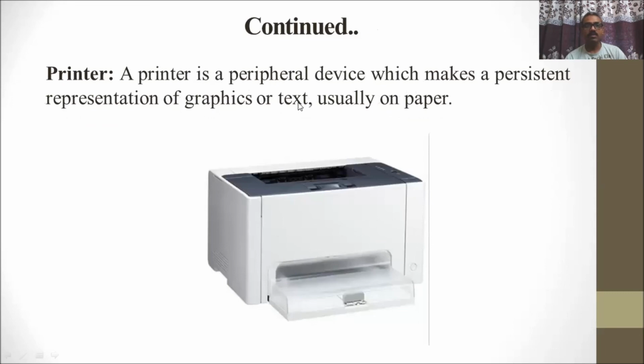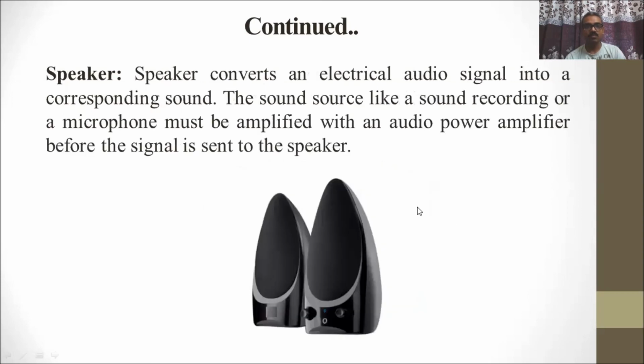Printer. A printer is a peripheral device which makes a persistent representation of graphics or text, usually on paper. So we can take a print on paper, meaning we can print a soft copy on paper. So the printer can print the text or image, any kind of document on the paper.